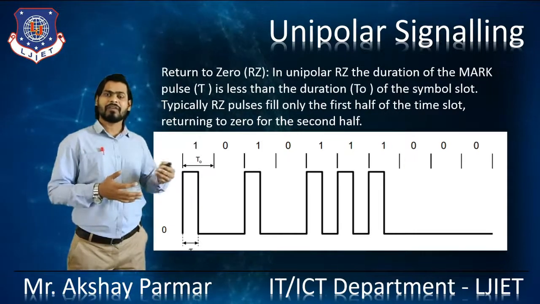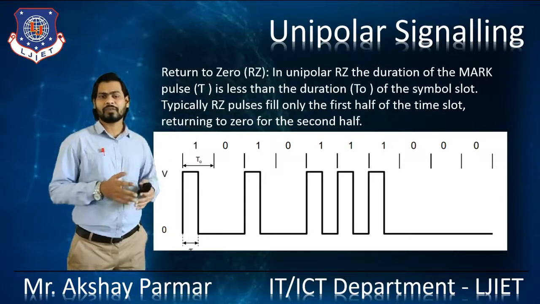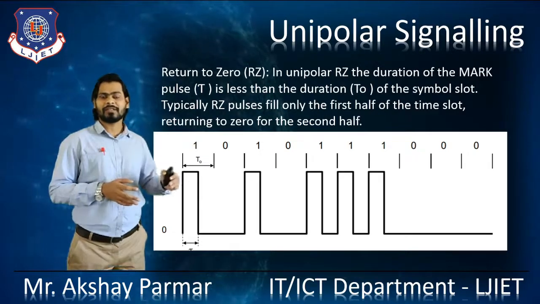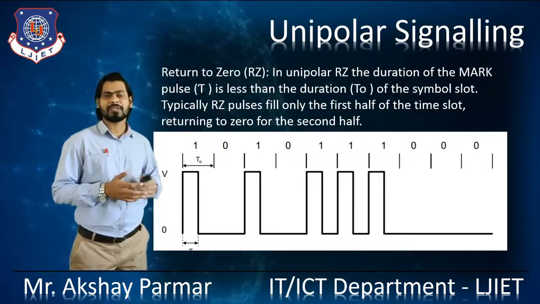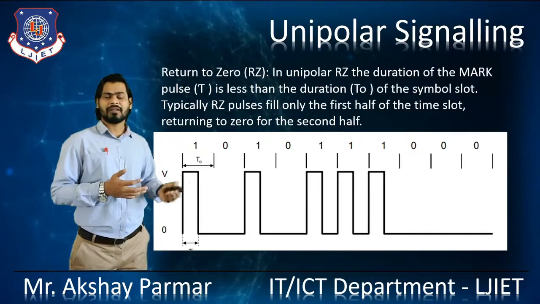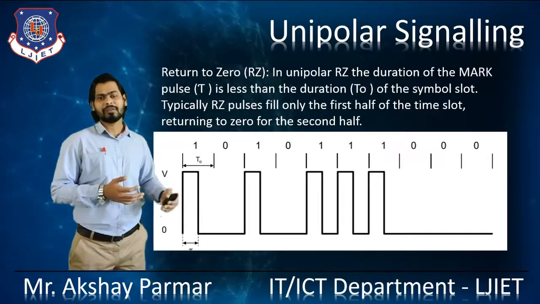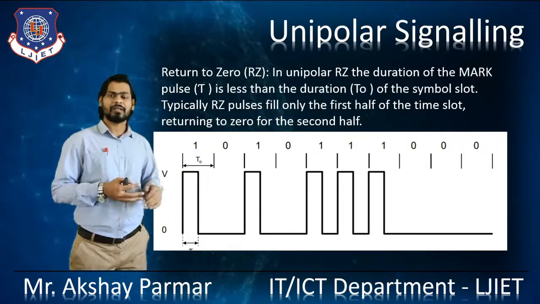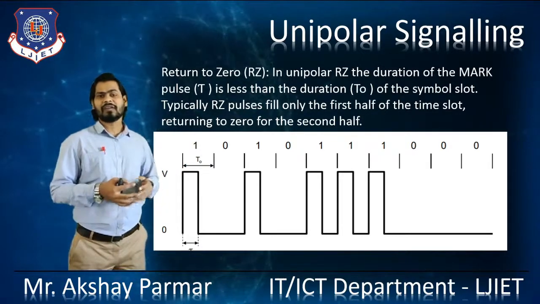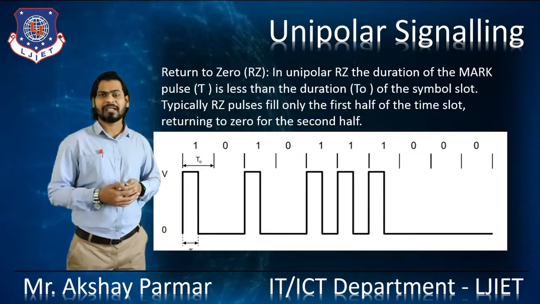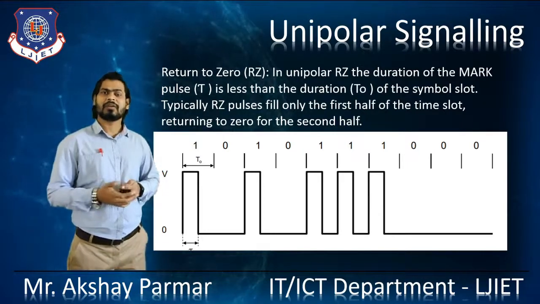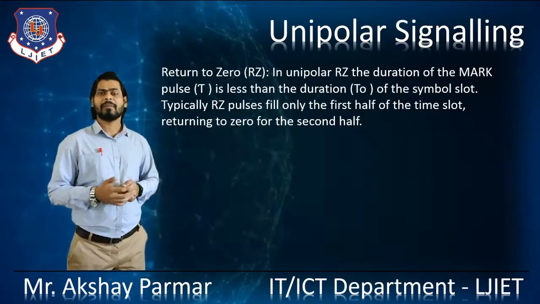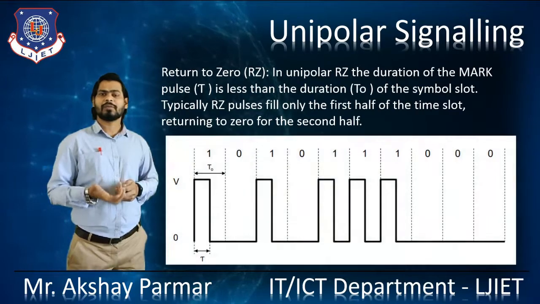After that 1 1 1 is there, right? To represent the first one, it will be high in the first half, and in the second half it will return to 0. After that 1 is there, right? There also it will be high in the first half, and in the second half it will return to 0. In a similar way, all the bits are represented in return to 0, right? So this is how the return to 0 works.